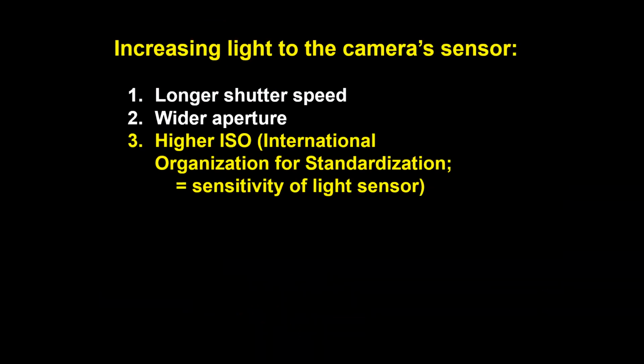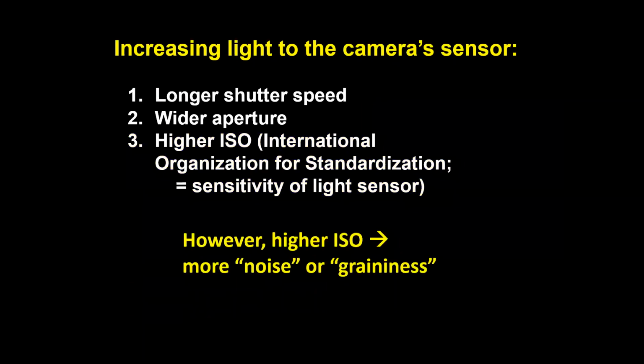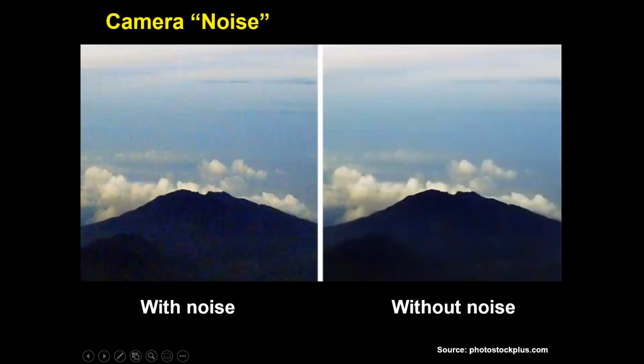Now, the third thing to get more light to a sensor is an ISO number, which stands for International Organization for Standardization, which describes the sensitivity of the sensor in digital cameras, or of film in older cameras. The higher the ISO number, the more sensitivity, so you can use it at lower light levels, but on the other hand, it causes more noise or graininess. Here's a photograph on the left with noise and a photograph on the right without noise. The patchiness comes with noise, while without noise there are clearer colors and less graininess.